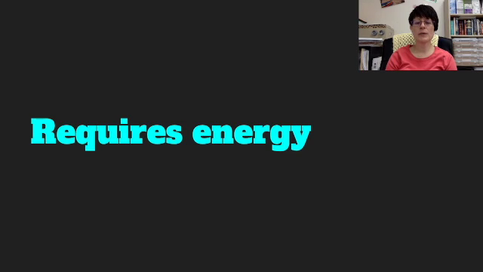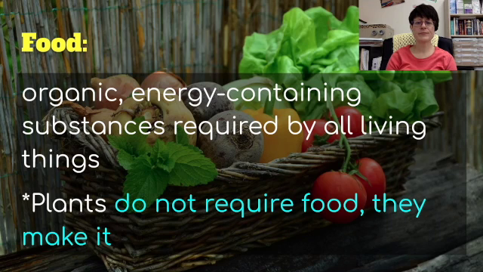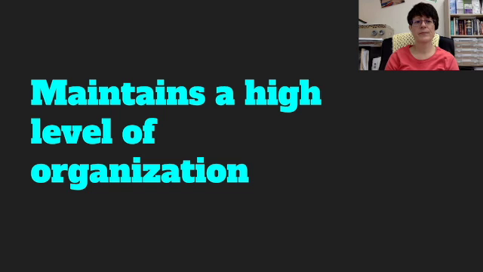Living things also require energy. Now, we obtain most of that energy from our food. This is organic energy containing substances required by all living things. Now, plants do not require food, but they make it. And actually, they require the food that they make. They cannot just take the energy right from the sun and utilize that energy. They have to make it into food first before they can use the energy. So, all living things do require food.